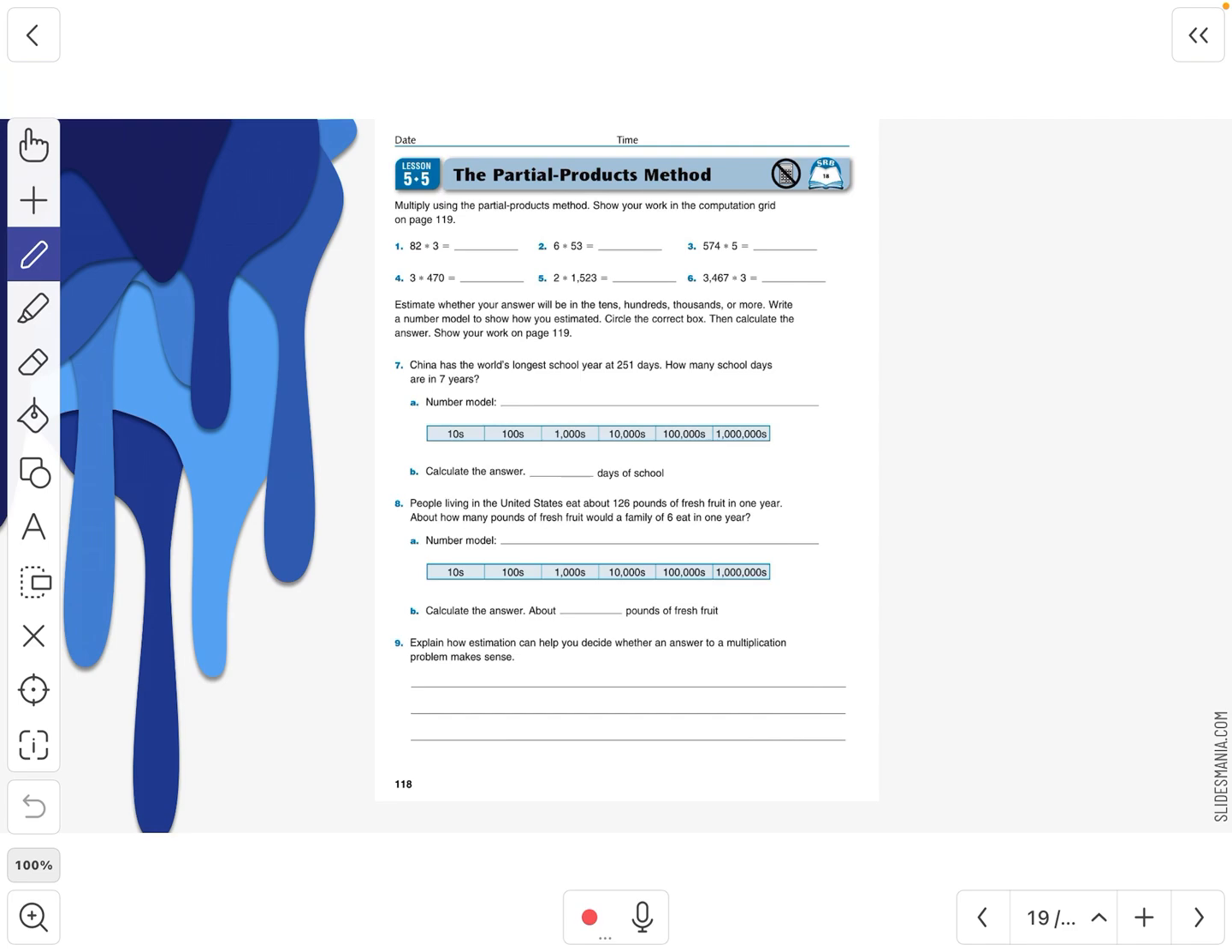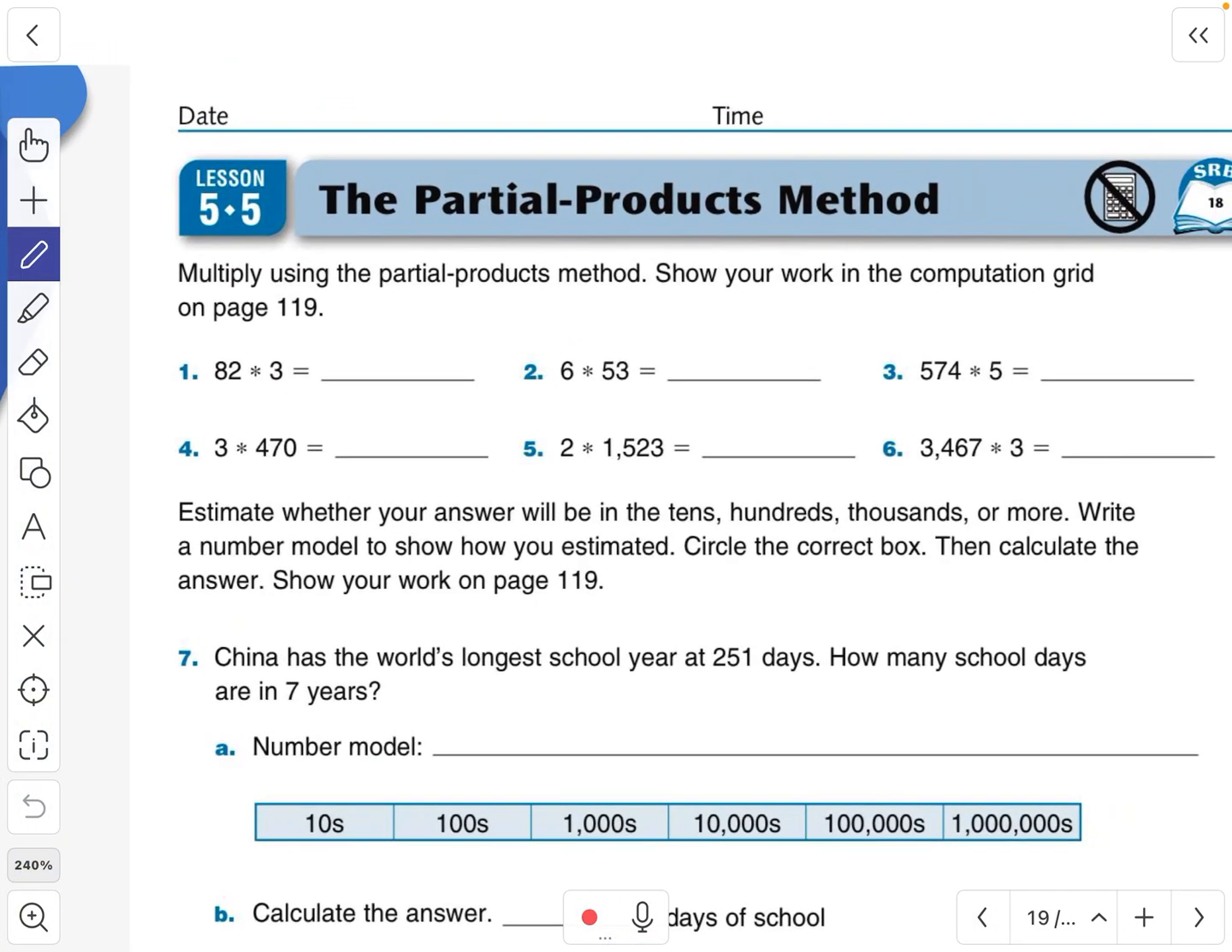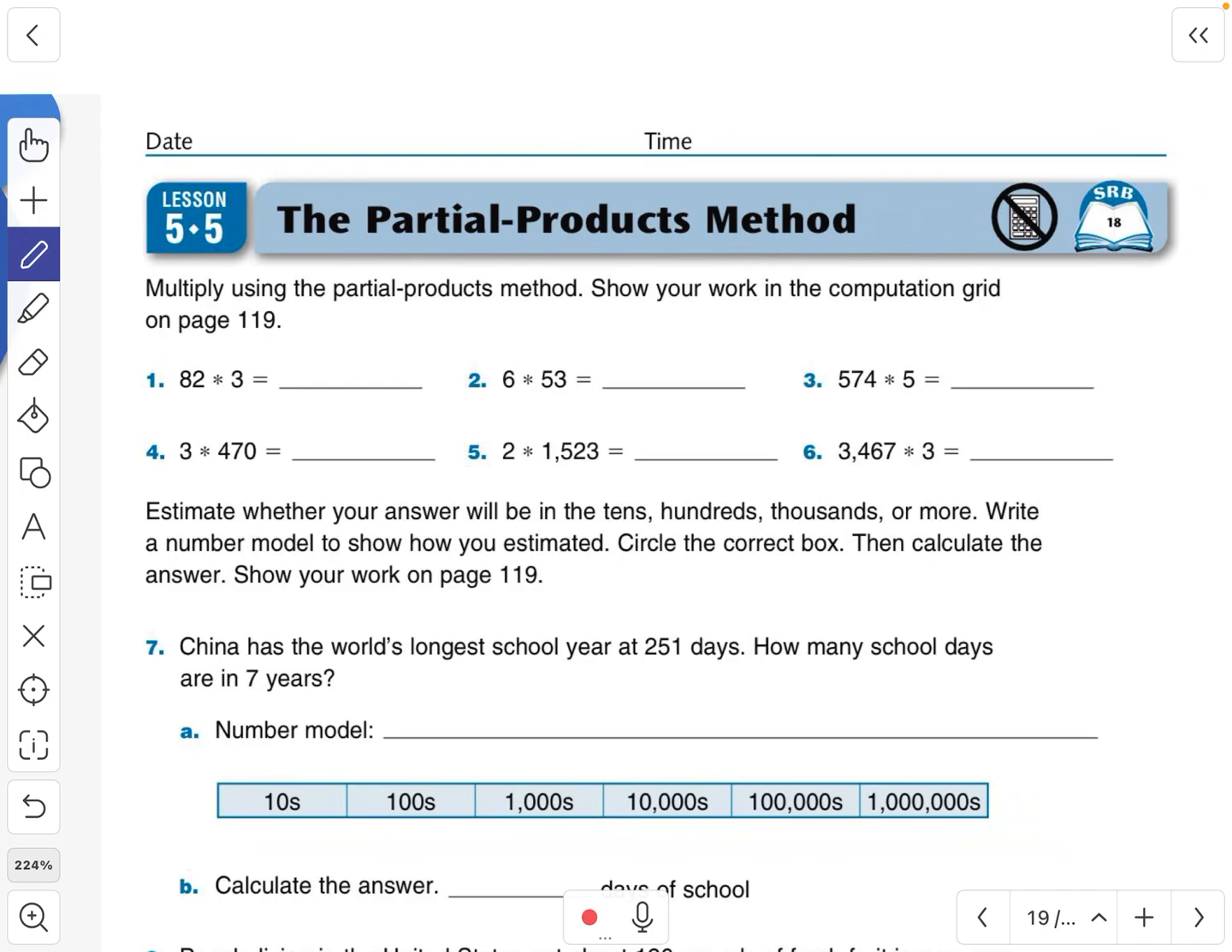Now make sure you have your journal open to page 118. This is one of those strange lessons where the math box comes first. So the math box for this lesson is actually on page 117. We're going to skip it over for now. You'll go back to it in a moment. But for now, let's look at this.